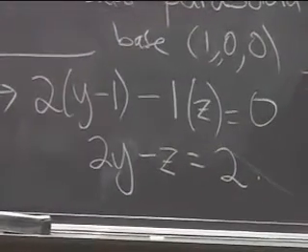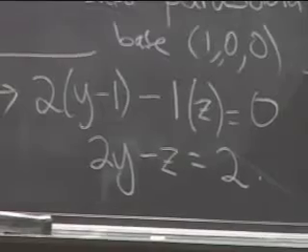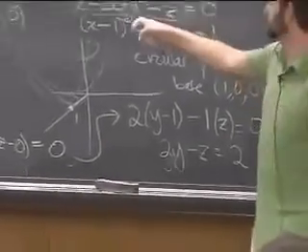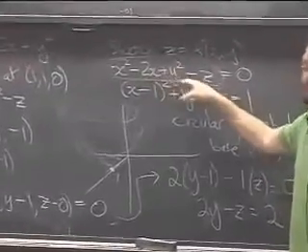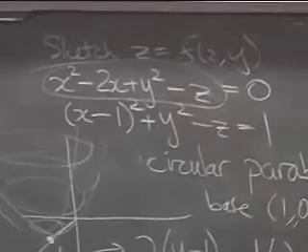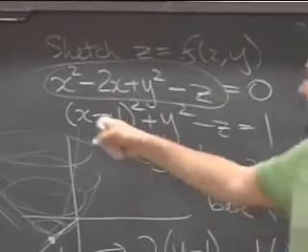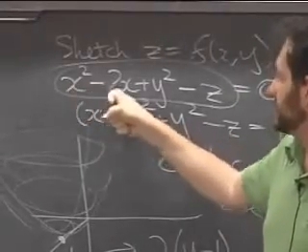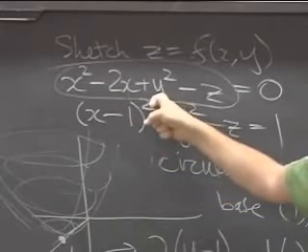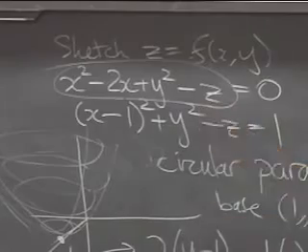Question? How is 1, 1, 0 on the surface? Well, the equation of the surface is x squared minus 2x plus y squared minus z equals 0. So I have to plug in 1, 1, 0 and make sure that it satisfies this equation. So when x equals 1, I get 1 minus 2. So I'm at minus 1. Plus y squared is 1 squared. So back to 0. Minus 0 is 0.